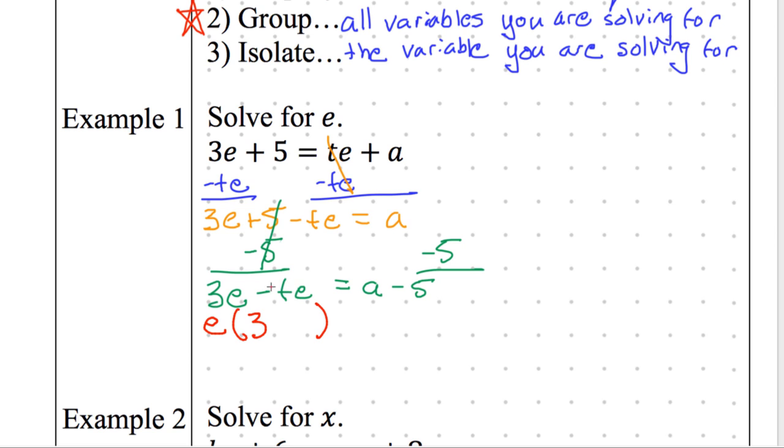What happens when I divide negative te? If I divide this whole term, negative te, divided by e, what do I have left? Fernando: T. Close. Negative t. All right, there it is. I factored out an e. Rewrite the rest of the equation. Equals a minus 5.